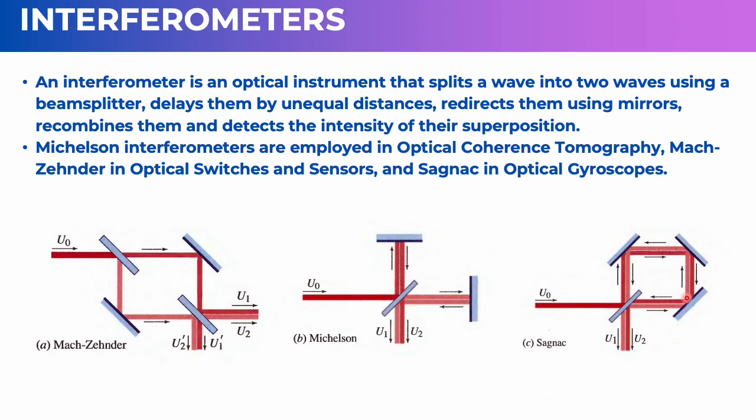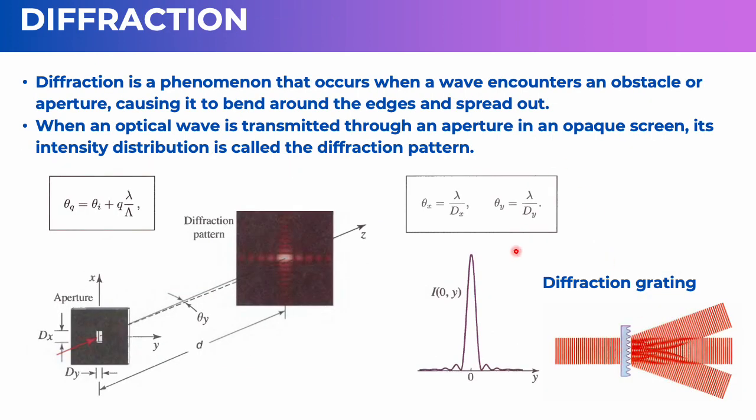We'll now move on to diffraction. So diffraction is a phenomenon that occurs when a wave encounters an obstacle or aperture, which causes it to bend around the edges and spread out. When light encounters an opening or obstacle with a dimension similar to its wavelength, it undergoes diffraction. This bending or spreading of light can create patterns of alternating light and dark regions, as we see here, which is known as a diffraction pattern.